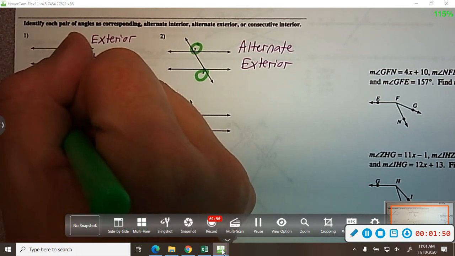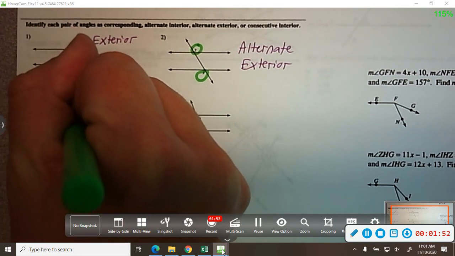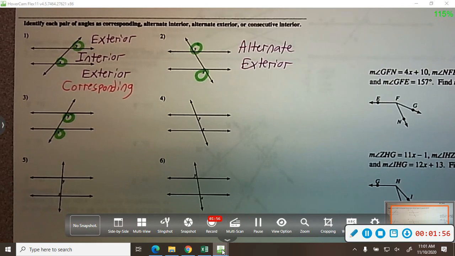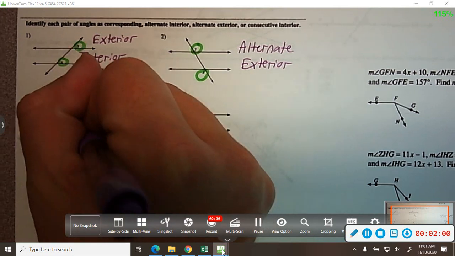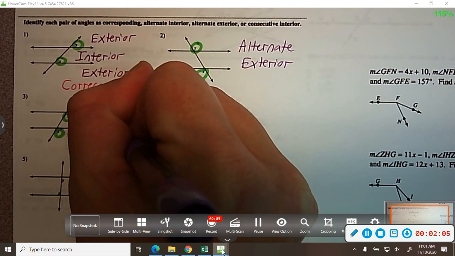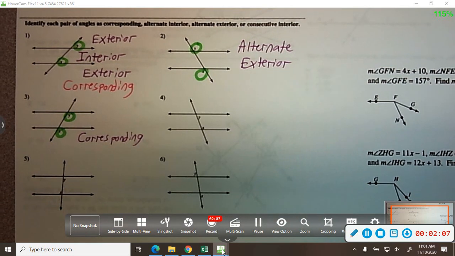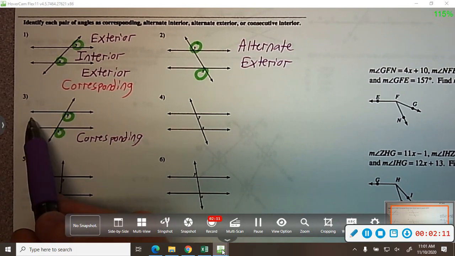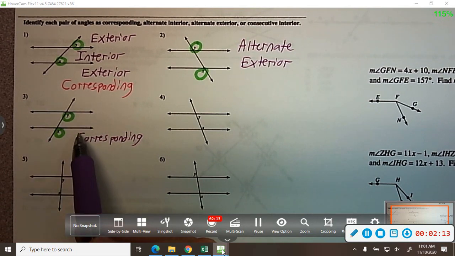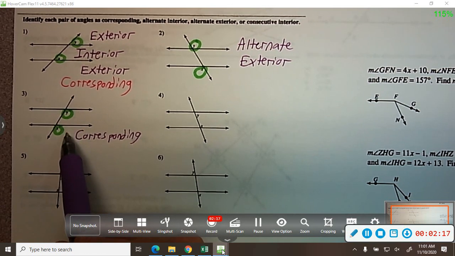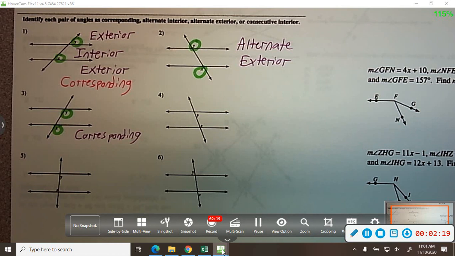Number 3, we got an interior and an exterior. So this problem is just like number 1. We call this corresponding. And remember, by the corresponding angles postulate, if a transversal intersects two parallel lines, then the corresponding angles are congruent. So whatever this is equals this, by the corresponding angles postulate.